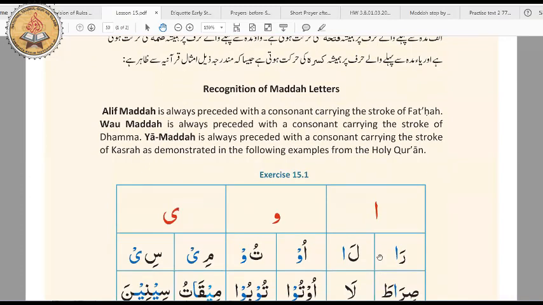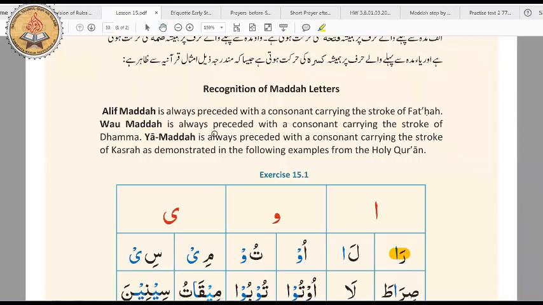So Alif Madda is always preceded with a consonant carrying the stroke of Fatha. Preceded means the letter which comes before it will have a Fatha. Okay? The Alif will be blank. There will be no sukoon on top of the Alif. So it's a blank Alif which comes after a letter carrying a Fatha.